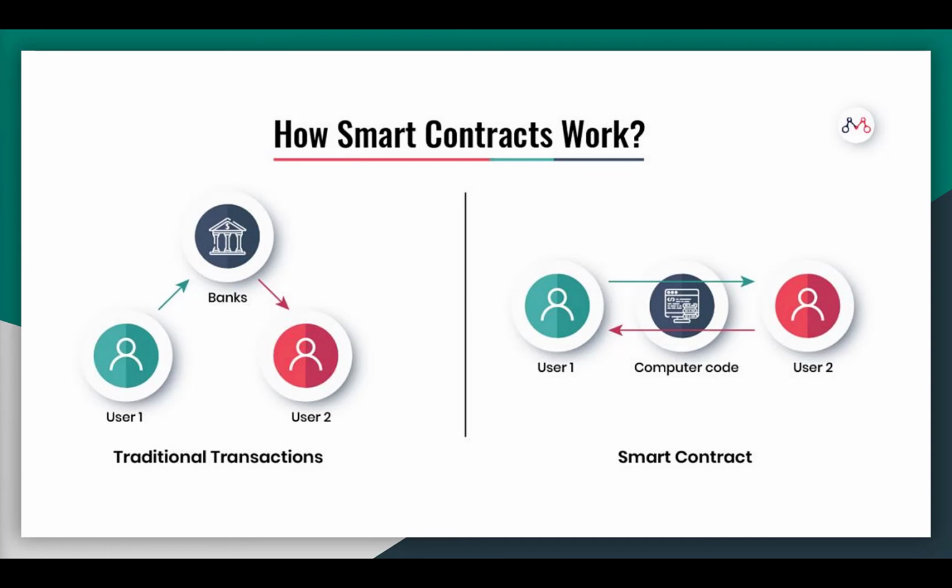Ethereum enabled developers to program their own smart contracts. These developers are also called autonomous agents.